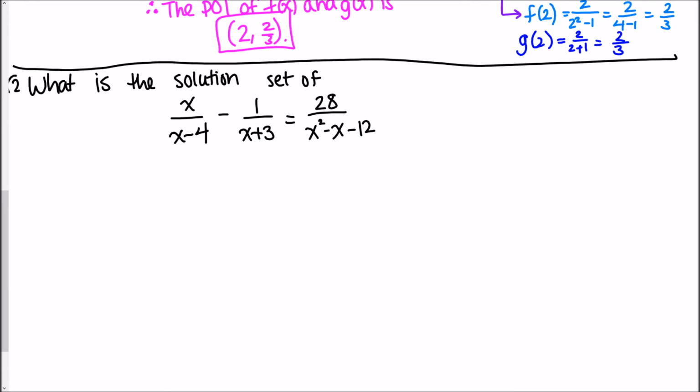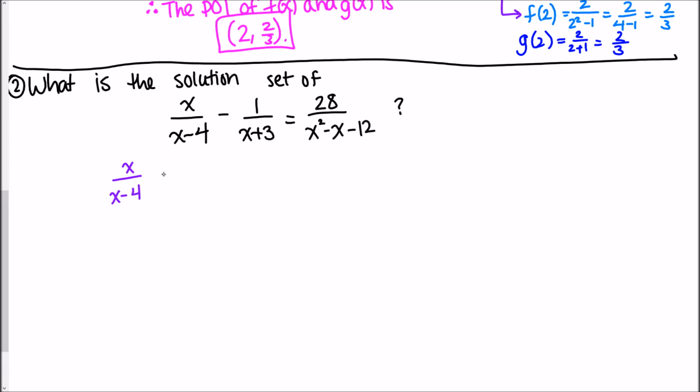Okay? All right, so please add question number 2 on to your paper, and the question is, what is the solution set of x over x minus 4 minus 1 over x plus 3 equals 28 over x squared minus x minus 12. Okay, so the first thing I'm going to do is I'm going to rewrite my equation with all of my denominators factored.